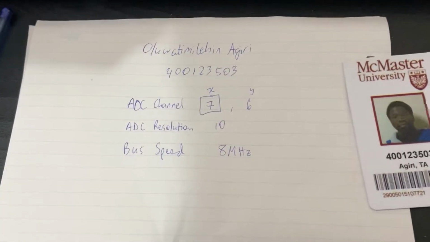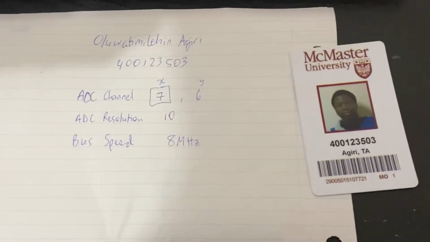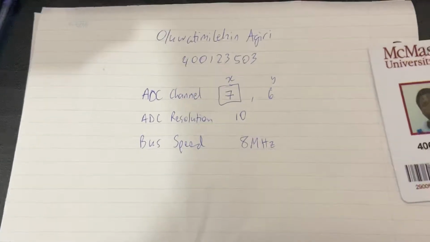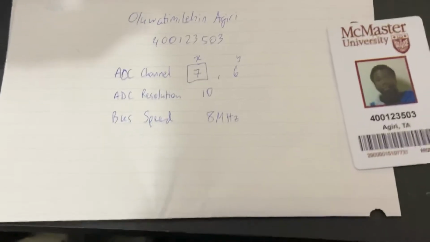400123503. With that, I have an ADC channel for my X direction to be channel 7, and I chose channel 6 to be my Y out of convenience. And then with that as well, I have my ADC resolution to be 10 bits and my bus speed to be 8 megahertz.